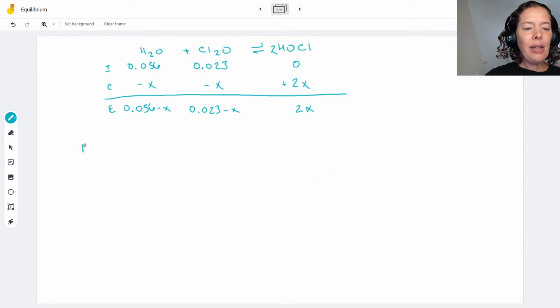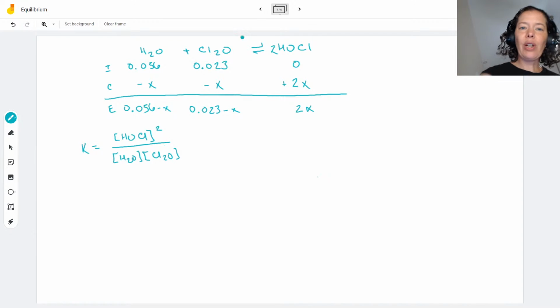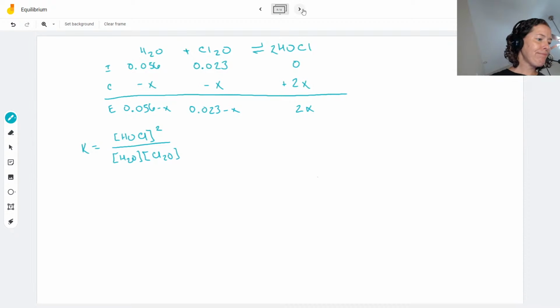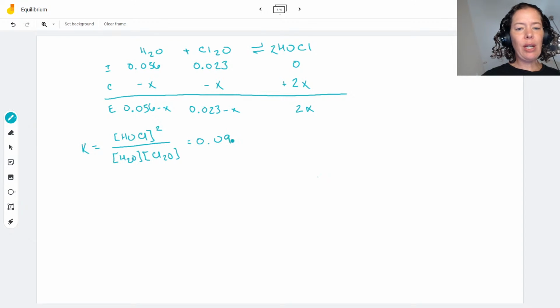So K is products, make sure that's squared, over reactants. So here's our water and our Cl2O. And we actually know our value for K. Let me pop back here. We are given this value right here. Actually, I just realized that there is a typo here. This should be 0.090, and I left out that 0. I just transcribed the problem wrong. But that's all right, we can still work through everything.